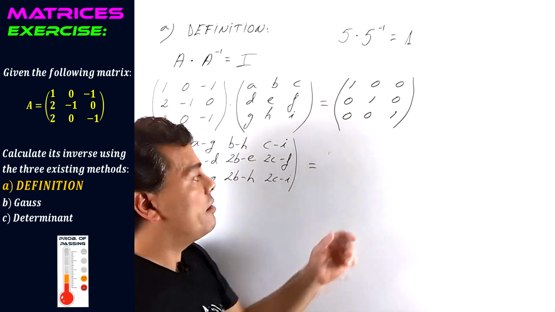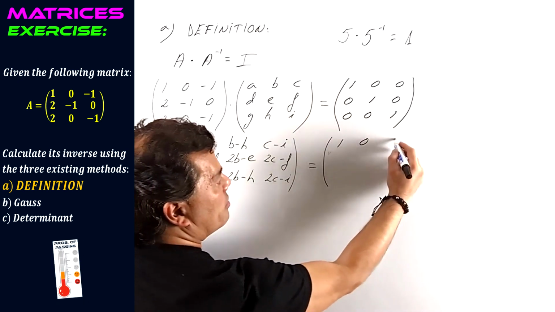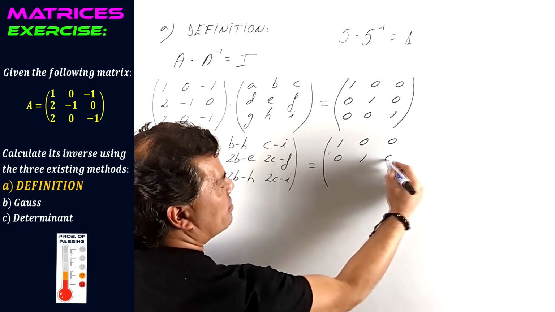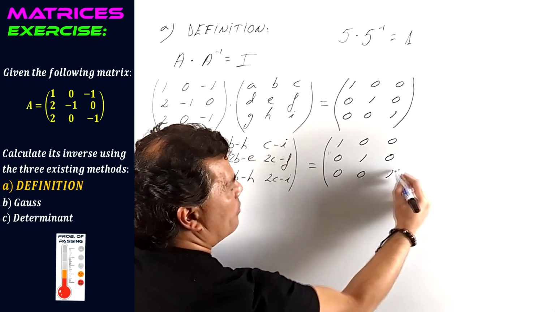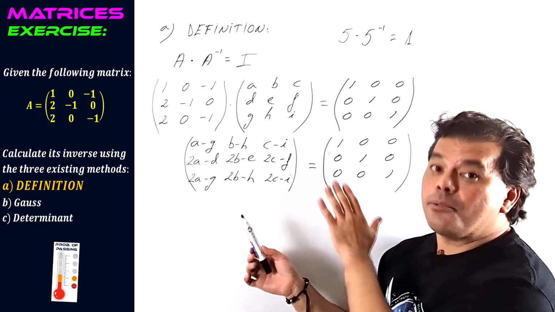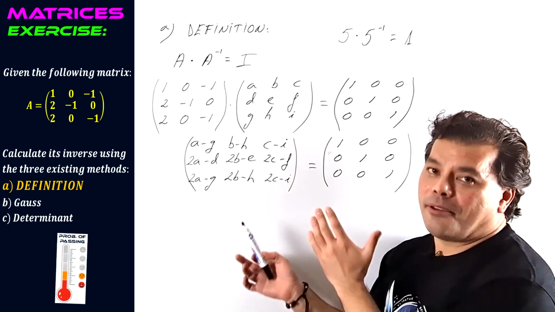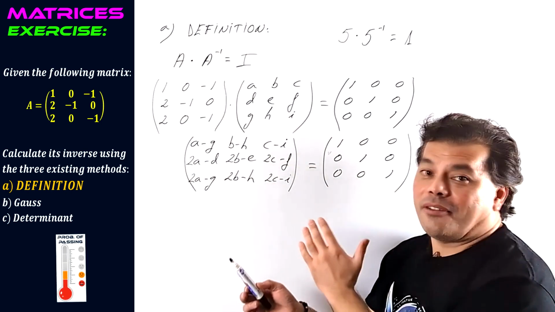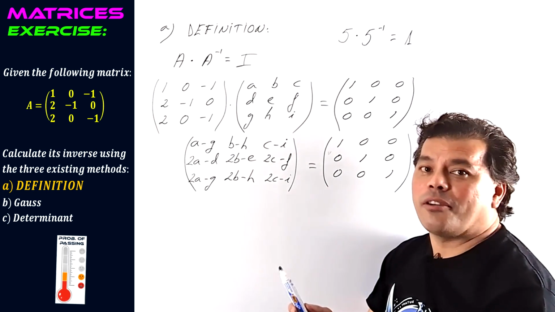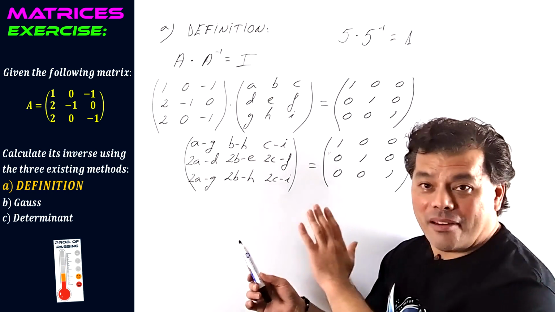And obviously, we are bringing the unit matrix 1, 0, 0, 0, 1, 0, 0, 0, 1. And that's it. Now it's time to equate the 9 positions, and a system of 9 equations with 9 unknowns will appear, whose solution will of course be the inverse matrix we are looking for. Don't worry, it will be easier than it seems, you'll see. Let's start.